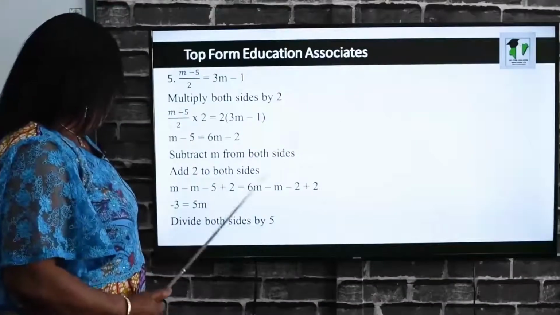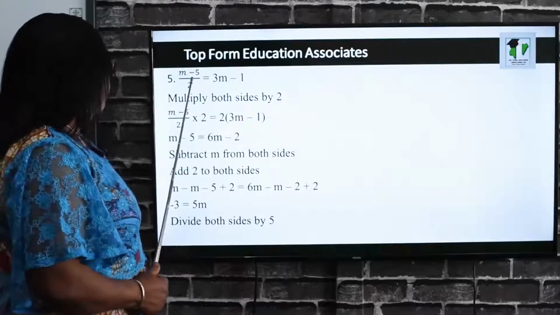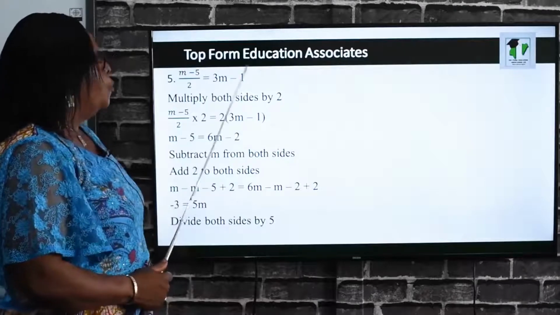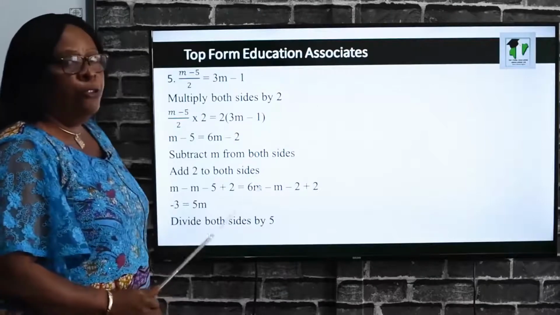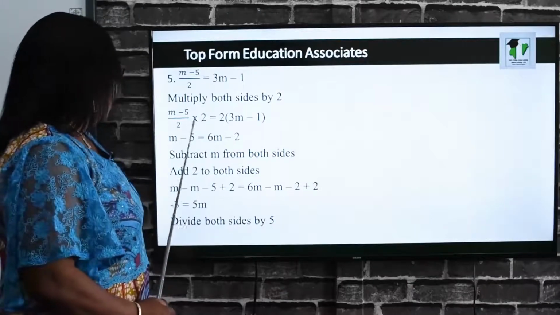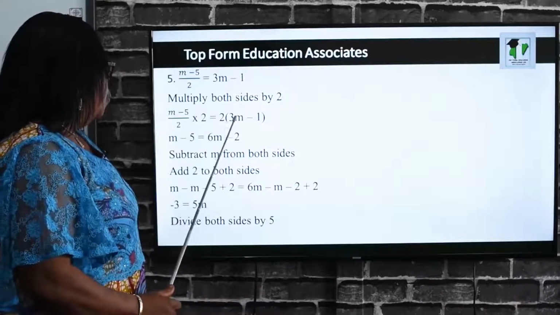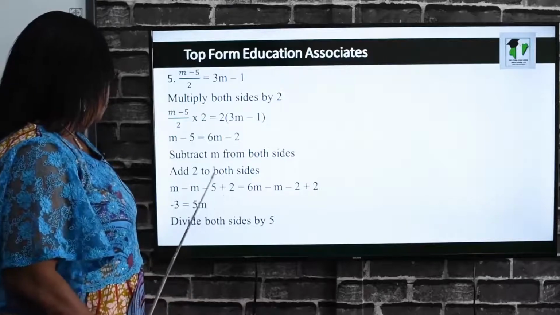Okay. Let's just look at this one that has fraction. m minus 5 over 2 is equal to 3m minus 1. We multiply both sides by 2. And that will give us m minus 5 equals 2 into 3m minus 1, giving us 6m minus 2.